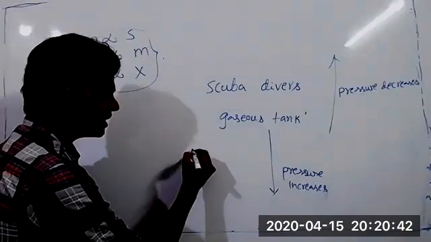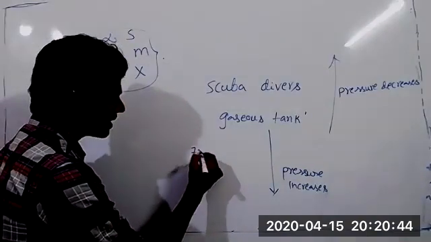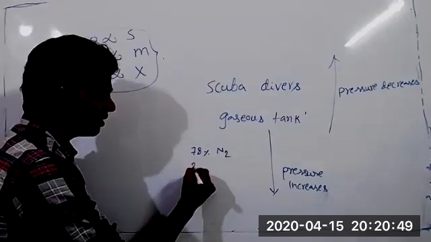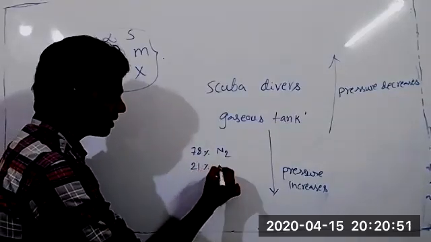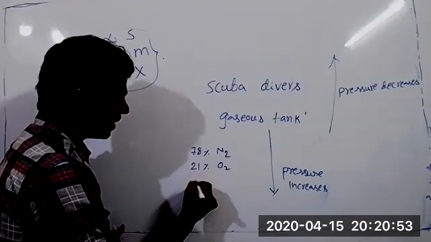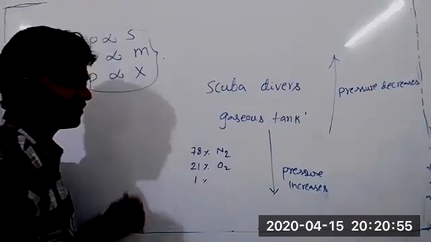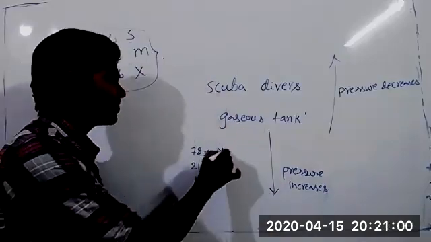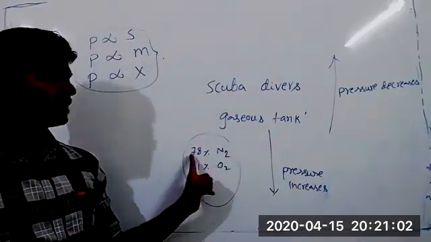Atmospheric gas composition is 78%, right? 78% nitrogen, nearly 20 or 21% oxygen, and the remaining 1% is other gases. Suppose scuba divers are going into the deep sea with this composition. Your nitrogen composition is very high.